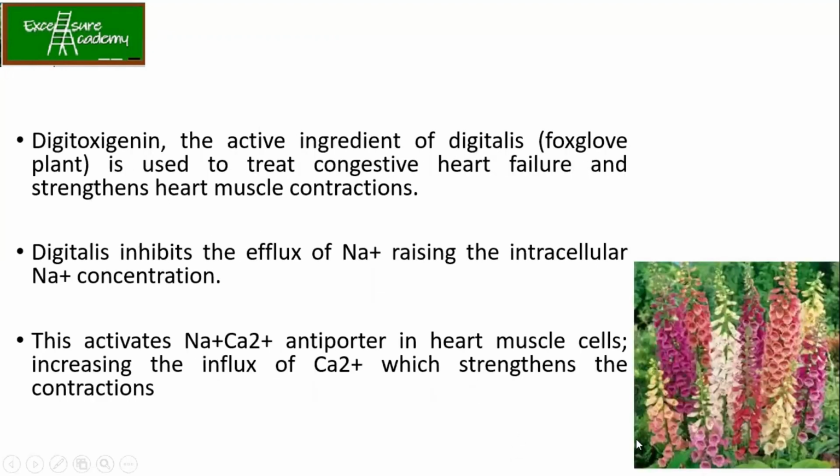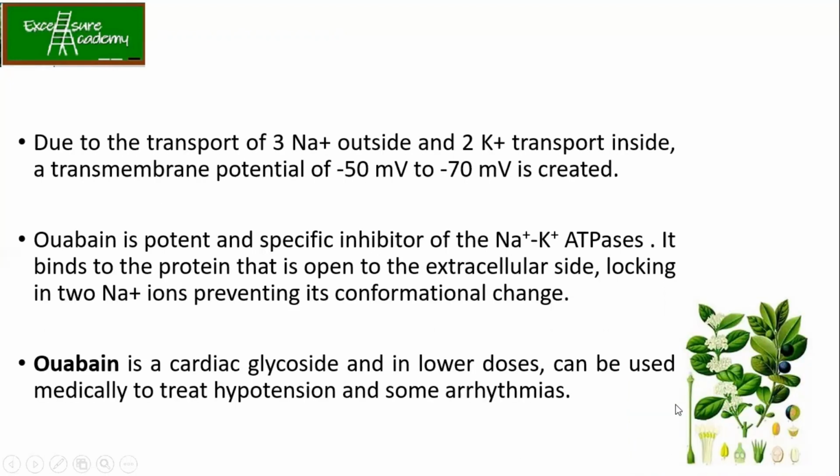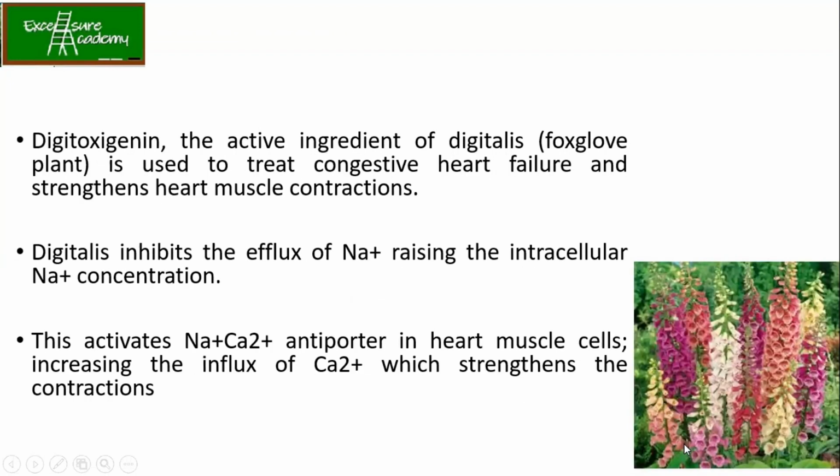This is the flower which I showed before, and this one, digitoxigenin. They both are responsible for causing the heart attack. It is also known as foxglove. It is used to treat congestive heart failure and strengthens the heart muscle contraction. But it inhibits the efflux of Na+, raising the intracellular Na+ concentration. This activates the Na+ calcium 2+ antiporter in heart muscles, increasing the influx of calcium 2+, which strengthens the contractions. So these are the two which are affecting the Na+ concentration. Clear?